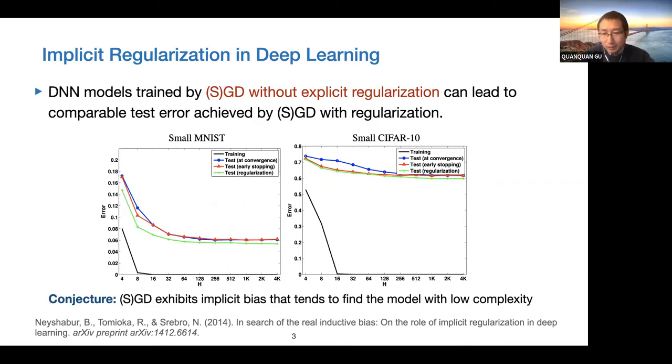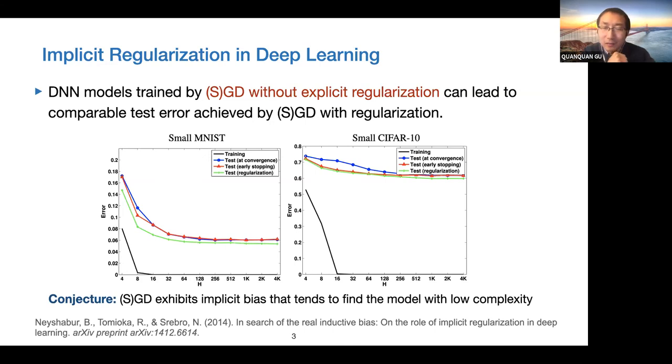Because the model is overparameterized, there is good reason to believe that you can find many, or potentially infinitely many, models such that the training error is small or even equal to zero. If you are considering classification problems, you can make the training loss very, very small so that every training data point can be correctly classified. In that case, you will receive zero training error.